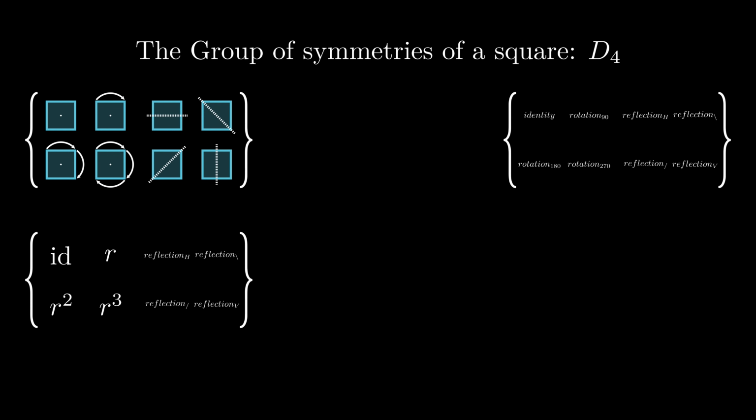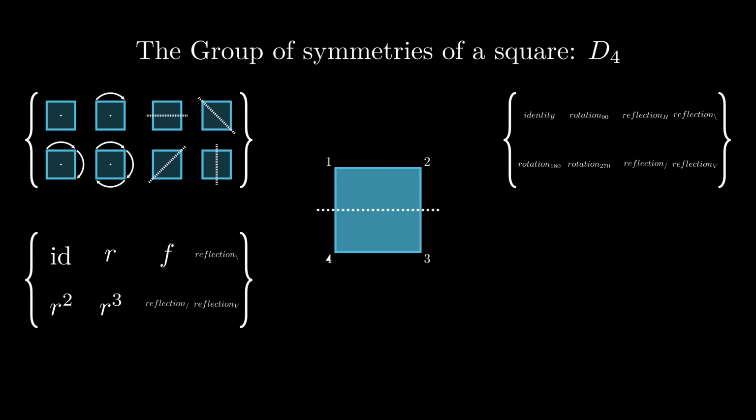Since we can't get it via rotations, let's call a horizontal reflection f. So now let's stop introducing letters for a moment and see what happens if we do f followed by r. To keep track of what happens, let's number the square. And do f. Then do r. See, this does the exact same thing as a reflection through a diagonal.